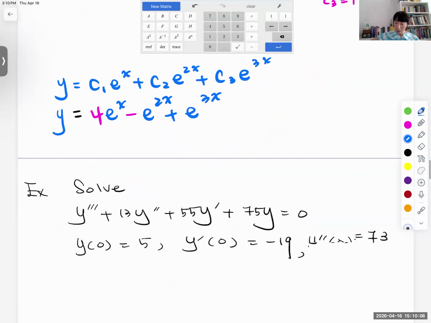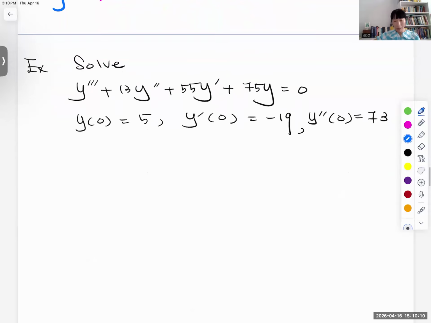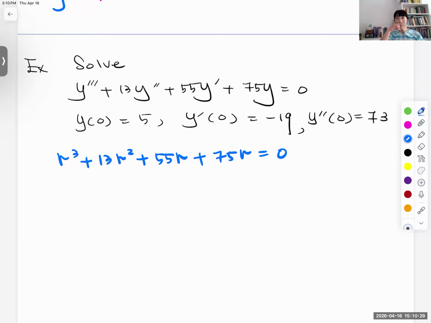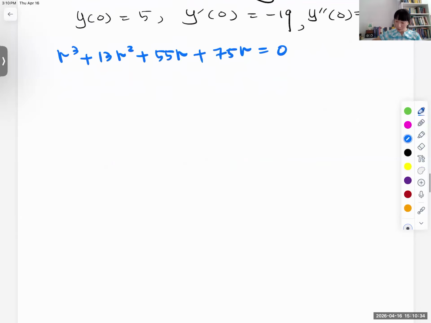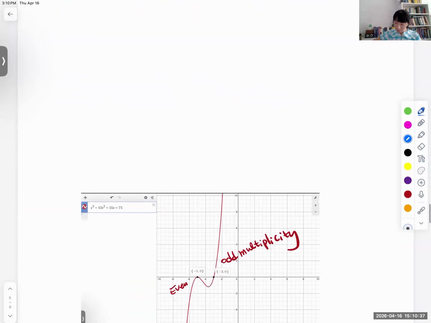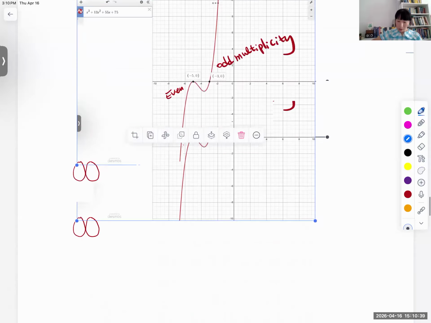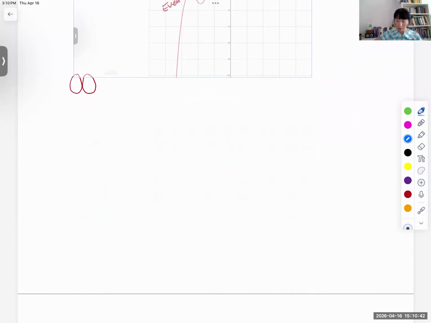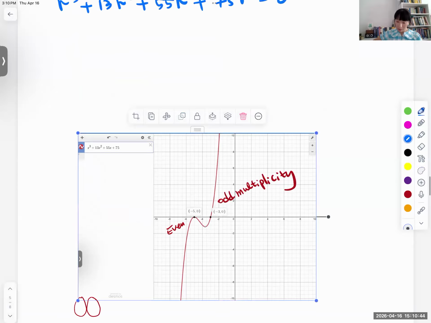All right, so we have solved that, right? So we convert to the characteristic polynomial. So it will be r to the third power plus 13 r squared plus 55 r plus 75 equal to 0. Yeah. Okay, now we use technology, Desmos. So we have this graph.